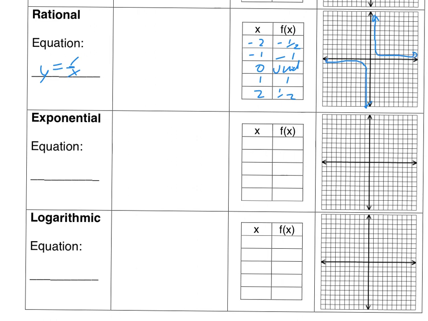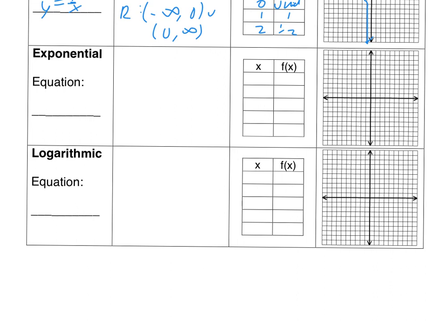And so in our domain, it's actually including every number except 0. So it's going to be -infinity to 0, and then from 0 to infinity. And the range actually also excludes 0 on this one. All right, exponential and logarithmic, we're actually going to touch on those more later on, so you can go ahead and skip those for now.